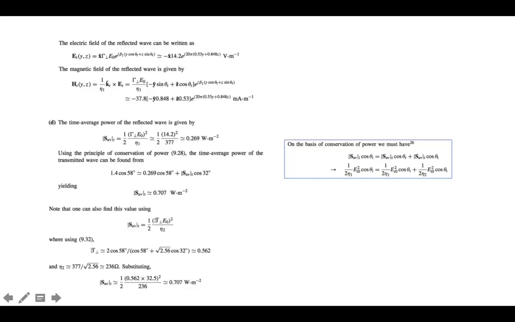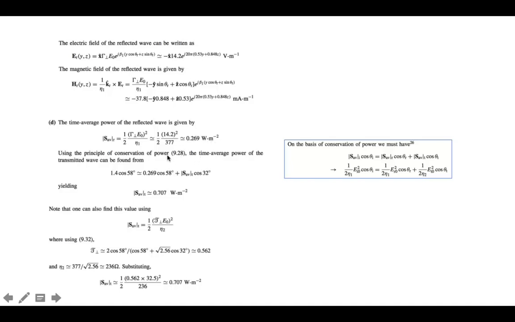So the time average power of the reflected wave can be found from basically this expression. When you plug in for the incident field, the reflection coefficient, the impedance of air, and the 1/2, you basically get 0.269 watts per meter squared.